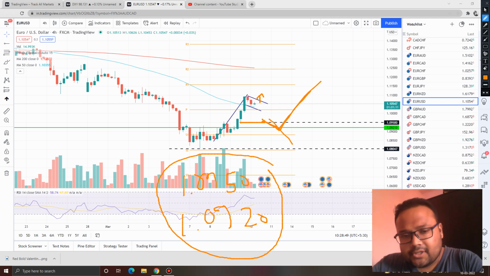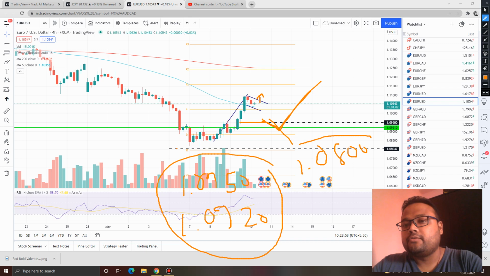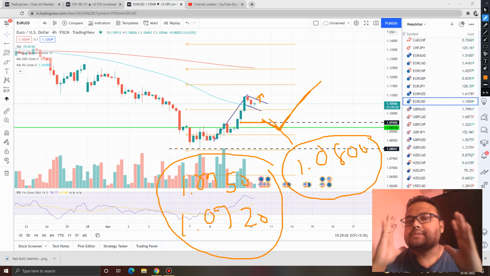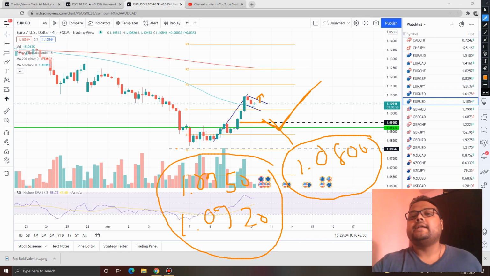And if market breaks also, then we have the ultimate support at 1.0800. This is the ultimate support for EUR USD. But under the present circumstances, there is a good possibility that market will be coming down. If market comes down, then market will take support and bounce from here. But otherwise, if DXY falls, then market will break the flag and start going up. So these are the present scenarios on EUR USD.